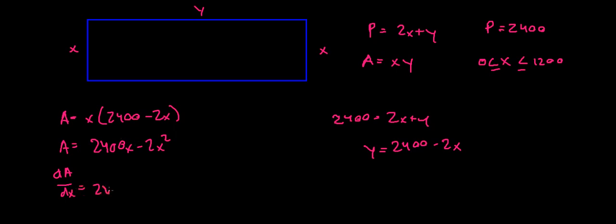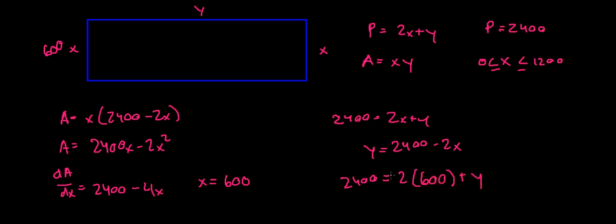So this will become 2,400 minus 4x. And now I just solve for this, and x is going to be equal to 600. So this side, for the most efficient system, is going to be 600. And if I want to find the y value, then I go back to my original equation. 2,400 is equal to 2 times now 600 plus y. So then I solve for this, and y is going to be equal to 1,200.